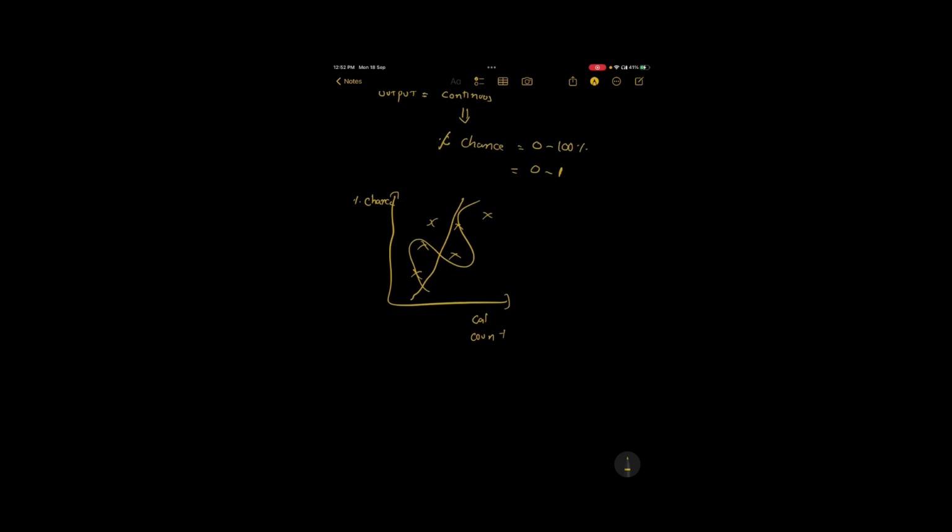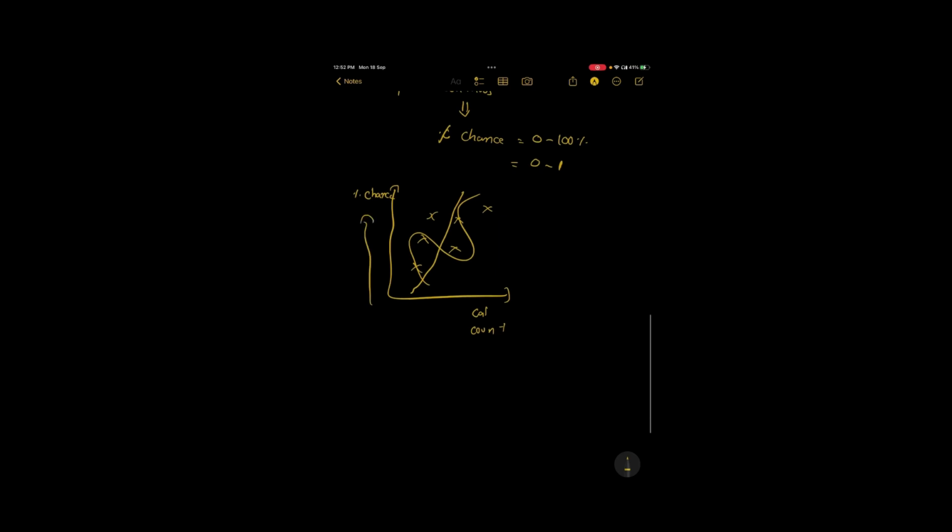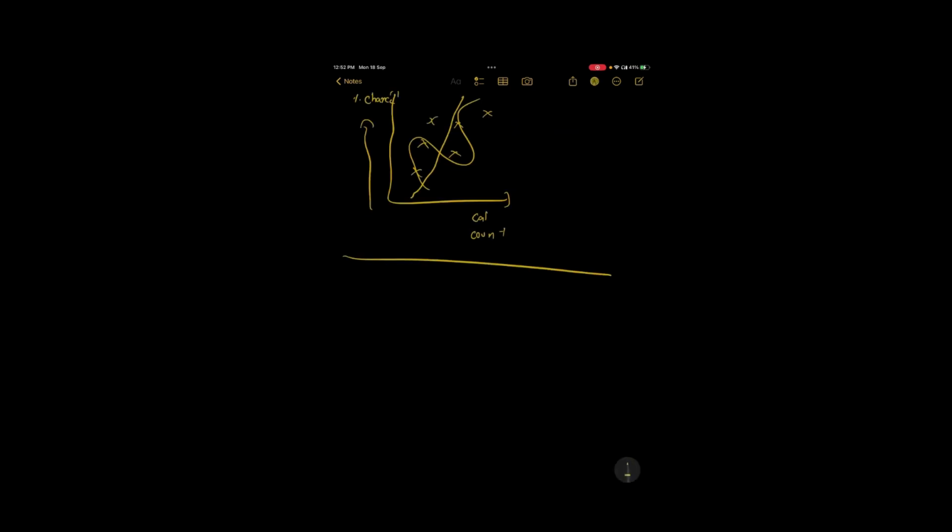And once again, the output is continuous. It could be any value in this percentage chance y-axis. Now, let's go to the second type of problem that is commonly dealt with, which is classification.